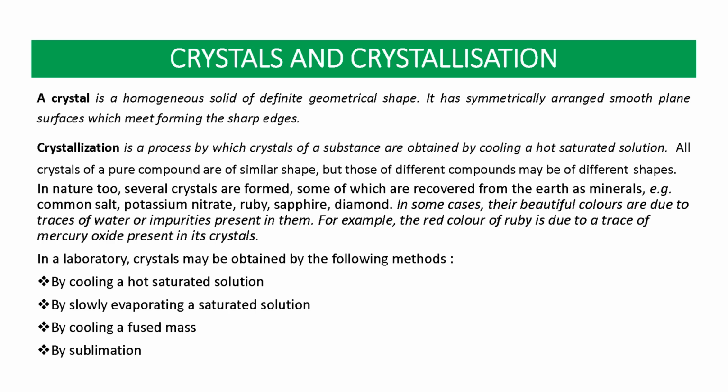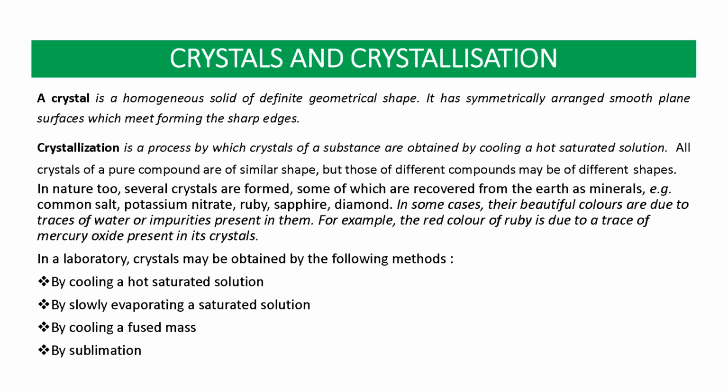When we cool a hot saturated solution, crystals are obtained, and this process is known as crystallization. A crystal of a pure compound is always similar in shape, but those of different compounds may be different. In nature, several crystals are formed, some of which are recovered from the earth as minerals, such as common salt and potassium nitrate. In some cases, the beautiful colors are due to traces of water or impurities present in them.